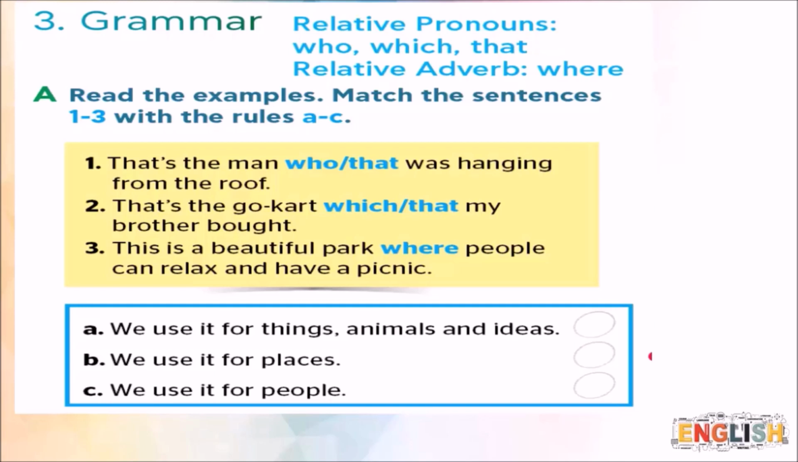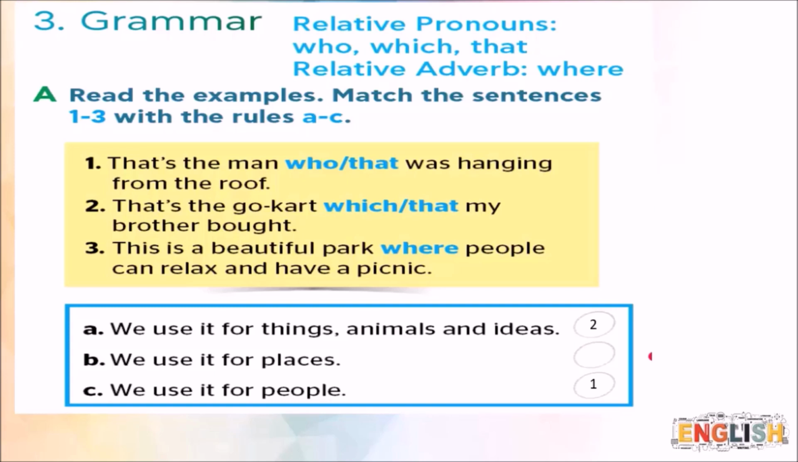Okay, so let's start. So the first sentence is, that's the man who or that was hanging from the roof. Here we talk about a man, so the answer is C. Great, we use it for people. So number 2, that's the go-kart which or that my brother bought. Here we talk about a go-kart, which is a thing. So the answer is, very good, A. We use it for things, animals, and ideas.